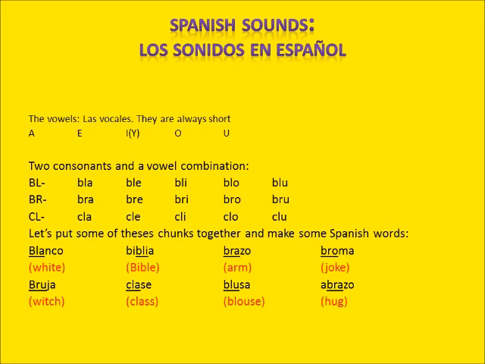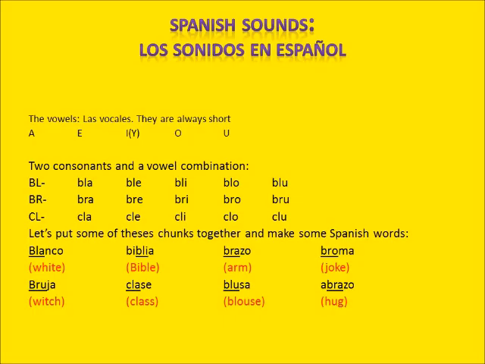On the top line, of the two consonants blend, we have bla, ble, bli, blo, blu. Then for the BR we have bra, bre, bri, bro, bru. For the CL we have cla, cle, cli, clo, clu. Okay, let's put some words together using some of those special two consonants blend combinations.